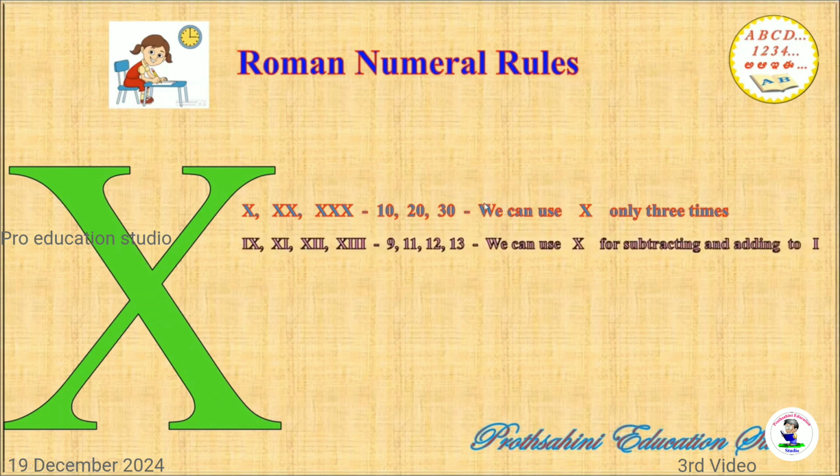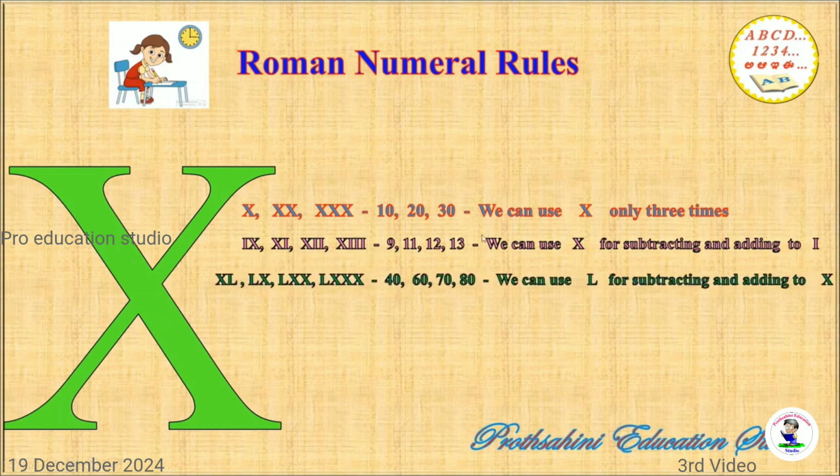Now we will go on to the next. It is 9, 11 towards 13. We can use X for subtracting from and adding to I. Like that only we have in X also. XL is equal to 40, LX is equal to 60, LXX is equal to 70, LXXX is equal to 80.